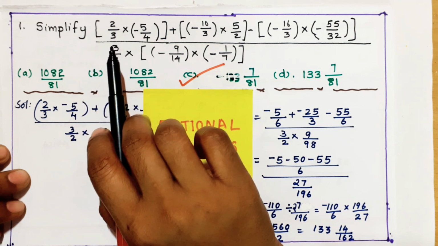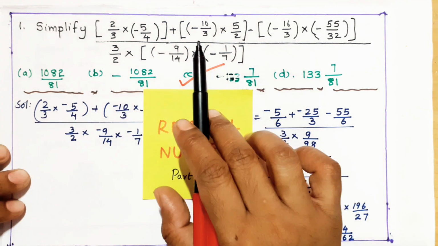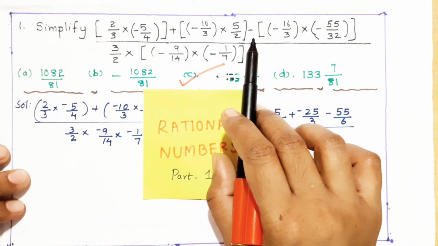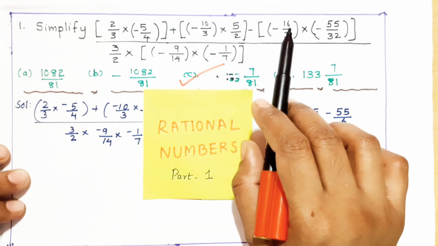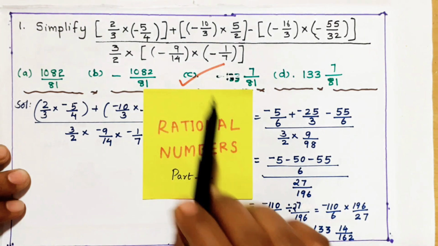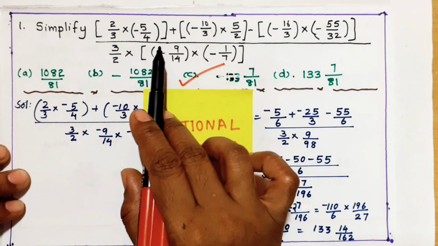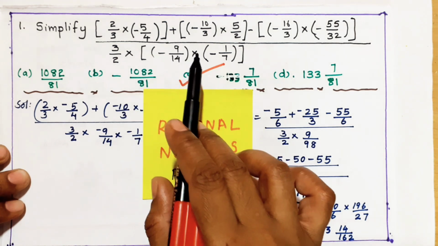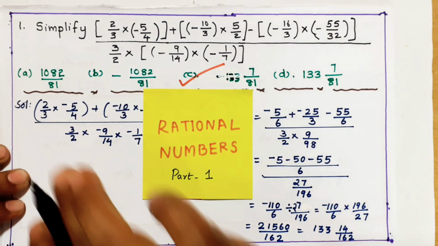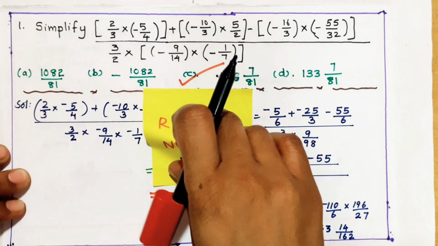Simplify 2 by 3 into minus 5 by 4 plus minus 10 by 3 into 5 by 2 minus 116 by 3 into minus 55 by 32, the whole divided by 3 by 2 into minus 9 by 14 into minus 1 by 7. If you see this type of question, how can we do the answer?